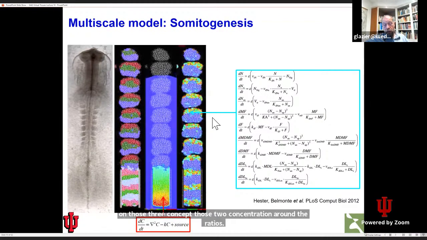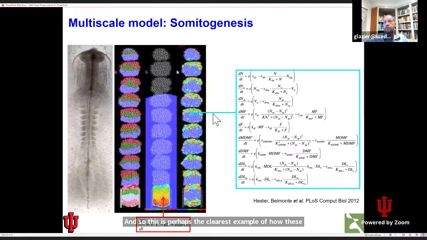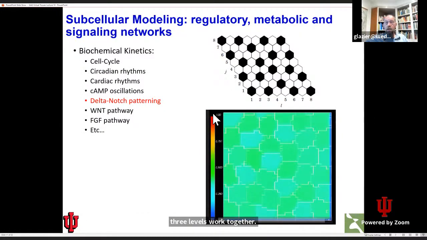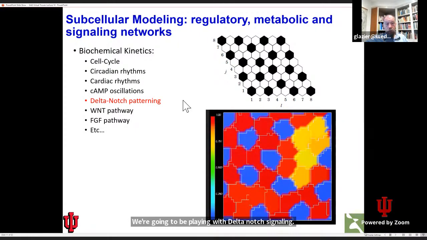And so this is perhaps the clearest example of how these three levels work together. We're going to be playing with delta notch signaling. We've seen this before. We'll work with it today.